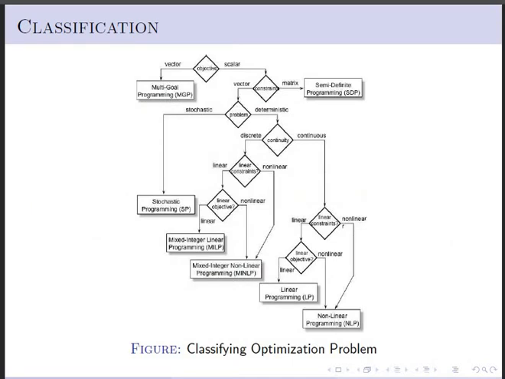Here, we classify an optimization problem based on the types of objective functions, variables, and constraints. For example, objective functions could be vector or scalar. Variables could be stochastic or deterministic. Constraints could be linear or non-linear, or a mixture of all these. This picture shows the classification of optimization problems clearly.